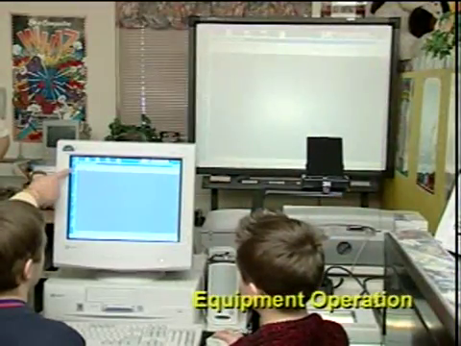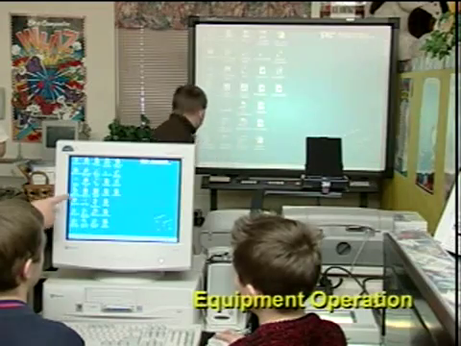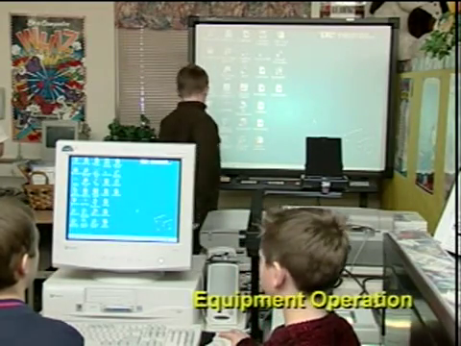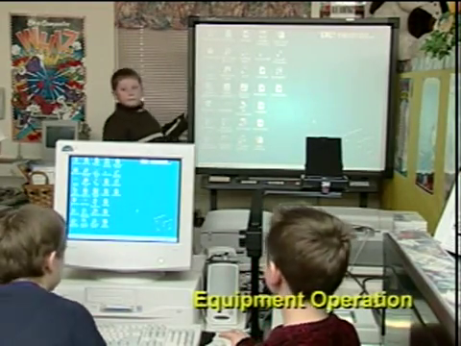Later in the lesson, a couple of students show the class how to use the scanner to transfer pictures from the books that they have read into their PowerPoint presentations.